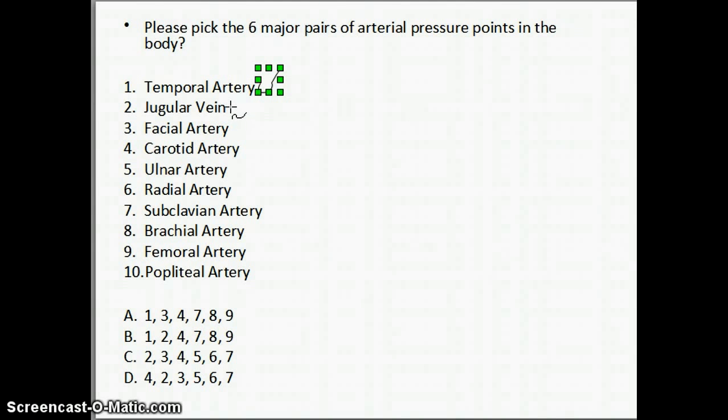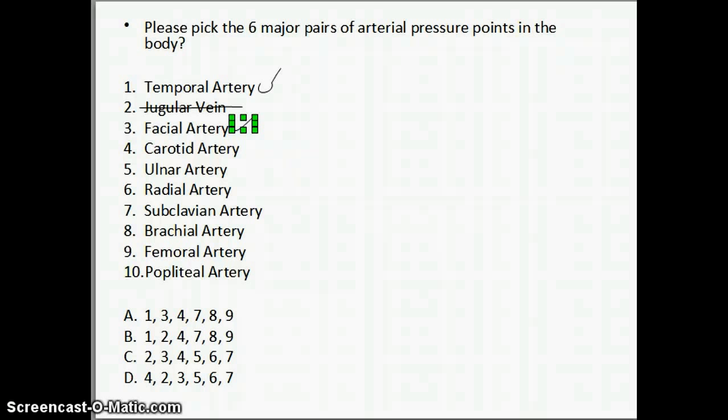And number 2, jugular vein. Well, we're looking for arteries, even though the jugular vein is large. The question is not looking for veins, so we could cross that off. Facial artery, just like the temporal artery, is a major artery of the superficial cranium region. It's over top of the mandible, so any type of wound in this area, you put pressure here to help limit the amount of blood loss. So that is another one used for a bleed in the cranial area.